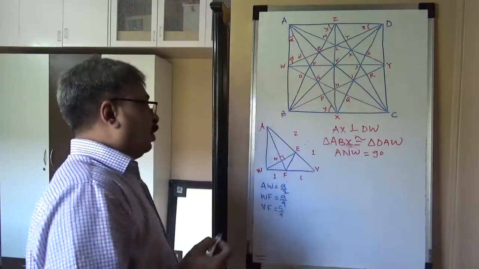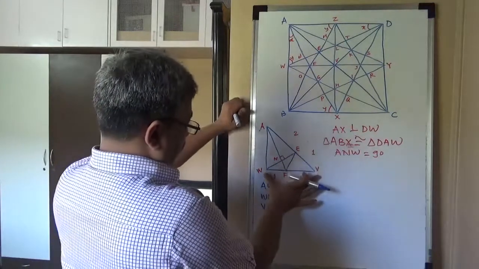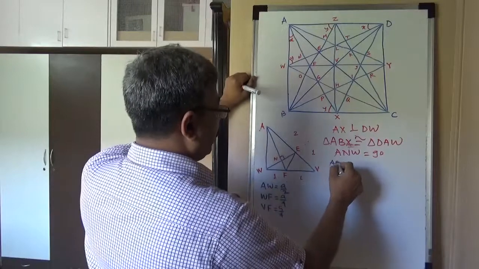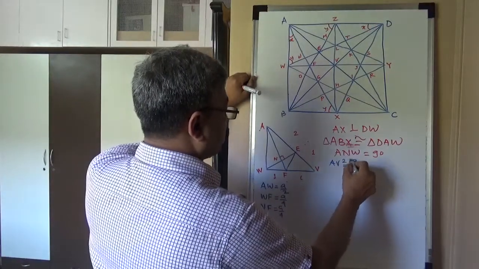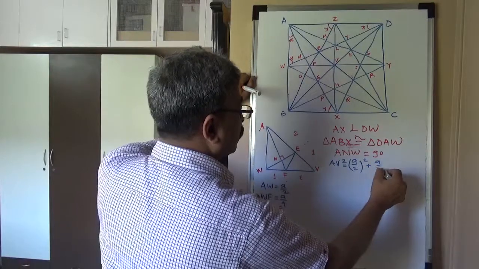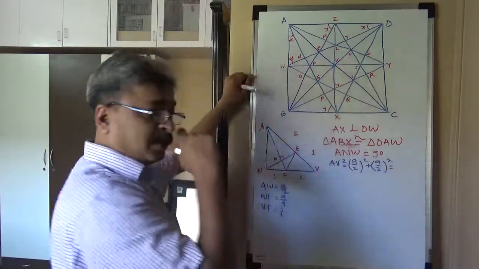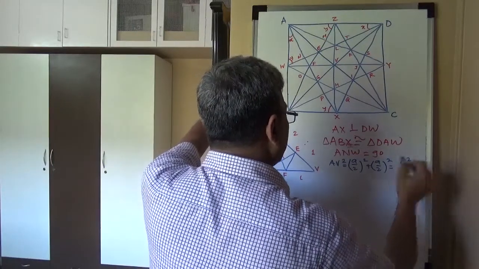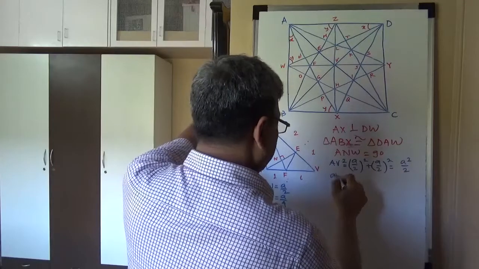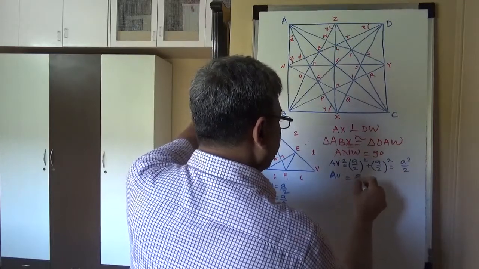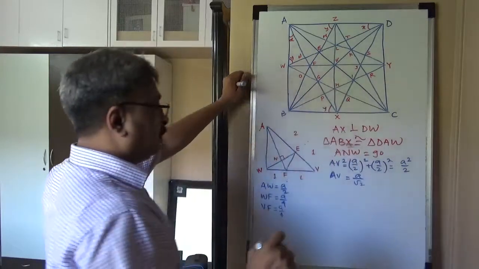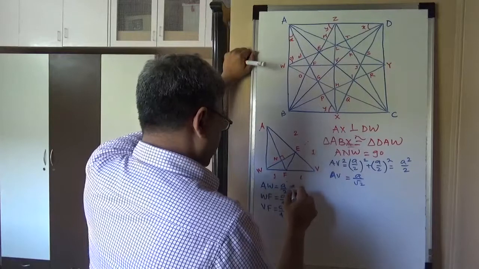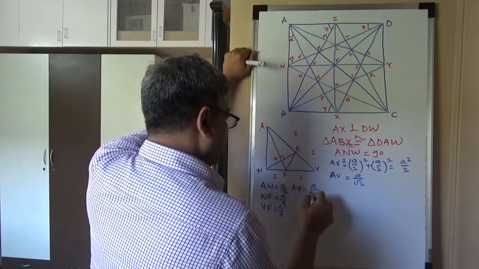Now, if this is a by 2, so this total is a by 2 and this total is a by 2. Therefore, AV squared is equal to (a by 2) squared plus (a by 2) squared, by the Pythagoras theorem, which is a squared by 4 plus a squared by 4, which is a squared by 2, and hence AV is equal to a upon root 2. Is it correct? Yes. So AV we can write as a upon root 2.